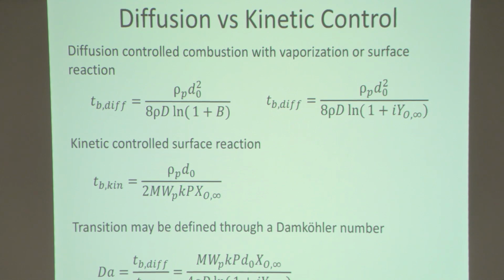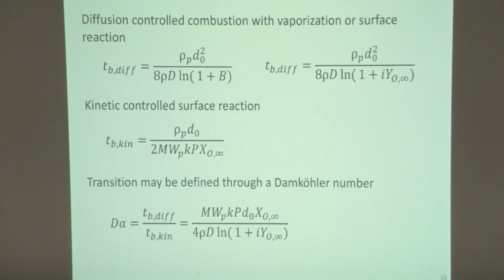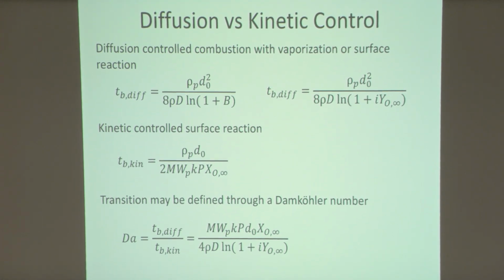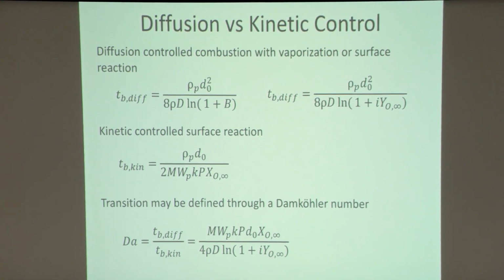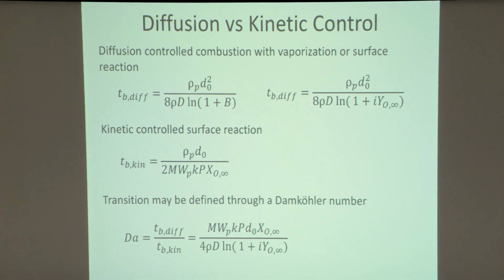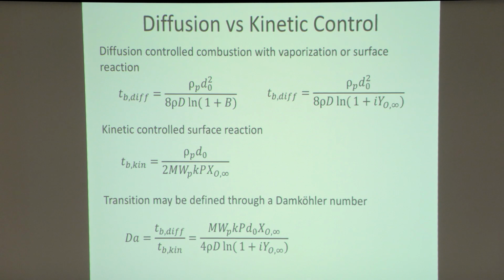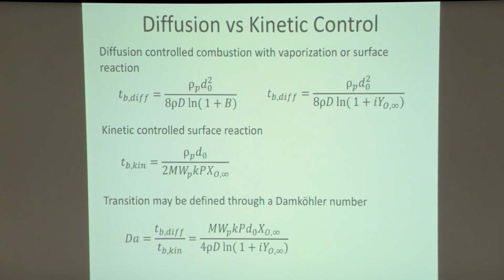Okay, and you can go through and do an analytical analysis, and I give the information on how these equations were obtained in that last set of notes. But you can look at diffusion versus kinetically controlled and calculate what the characteristic times are for burning of the particles. So the top two equations are diffusion controlled combustion with vaporization or a surface reaction. So they would have been the two cases on the left that I showed you in the previous slide.